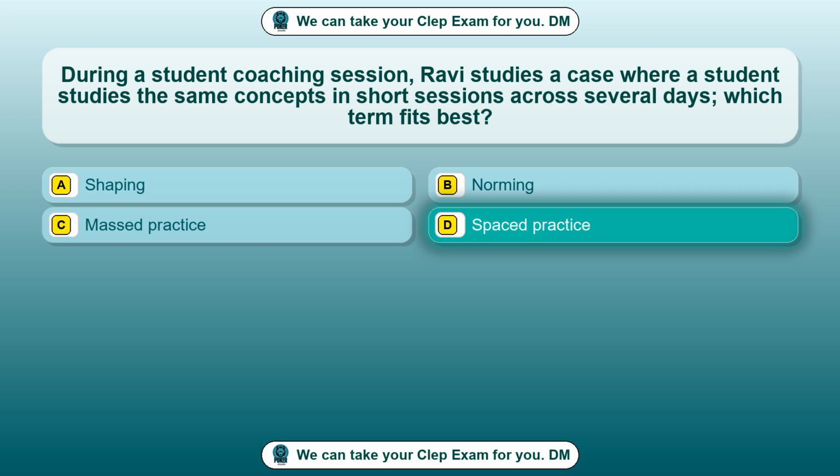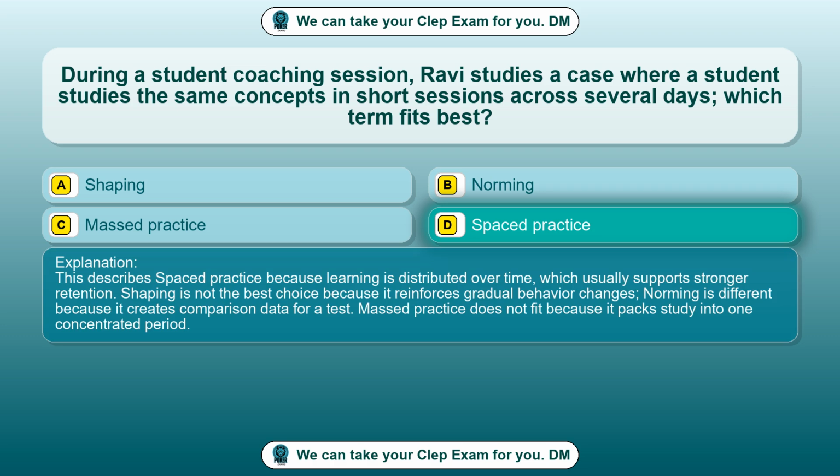Spaced practice. This describes spaced practice because learning is distributed over time, which usually supports stronger retention. Shaping is not the best choice because it reinforces gradual behavior changes. Norming is different because it creates comparison data for a test. Massed practice does not fit because it packs study into one concentrated period.